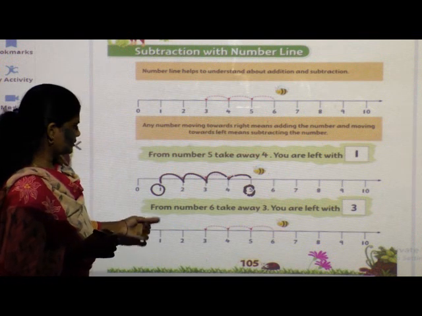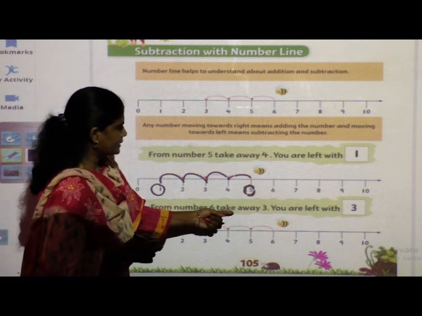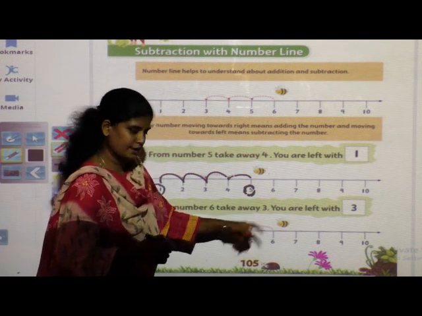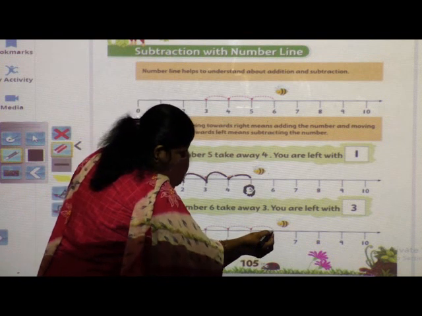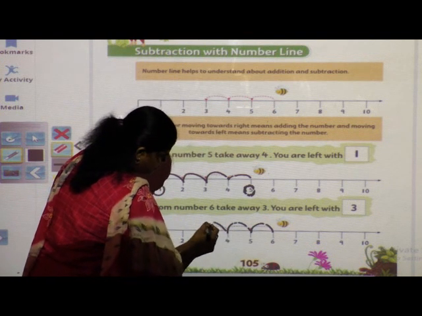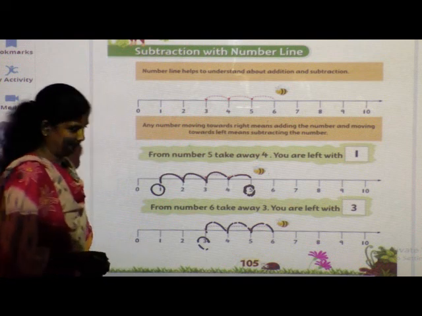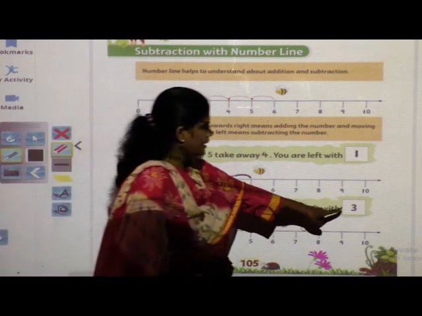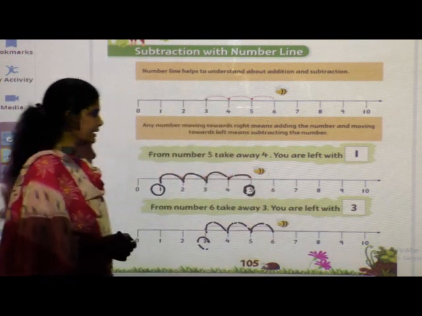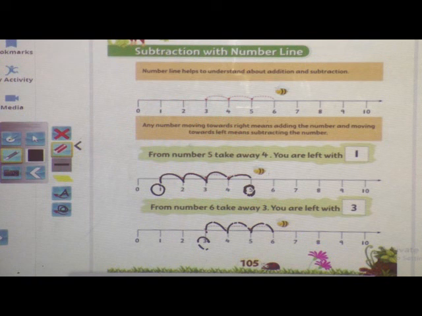Got it? Now see here. From number 6, take away 3. From 6, take away 3. 1, 2, 3. So how much did we get? 3. Here we got number 3. Got it, everybody? Come on to the next page.